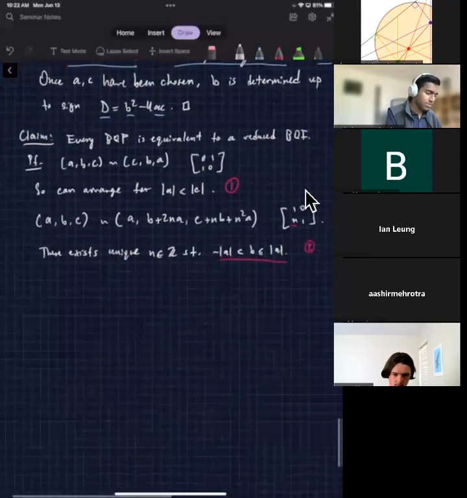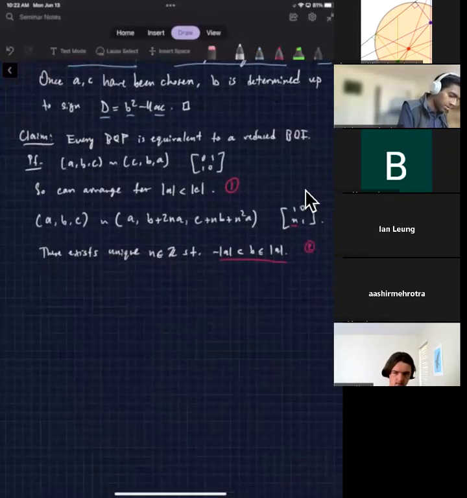Okay, so I've defined 2 different moves so far. And now the third move is given by the following equivalence. ABC is equivalent to A, minus B, C.